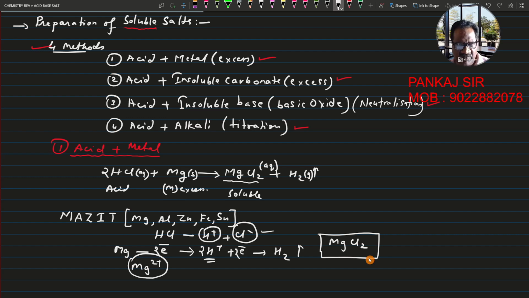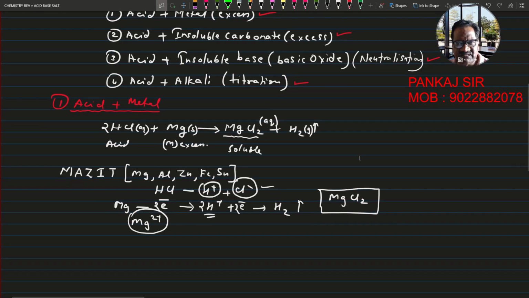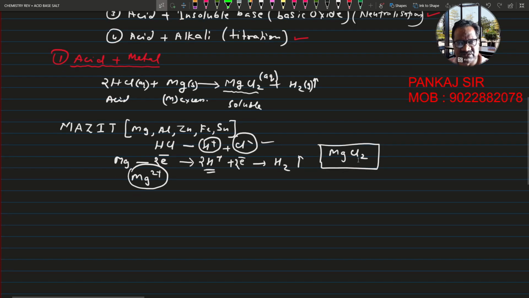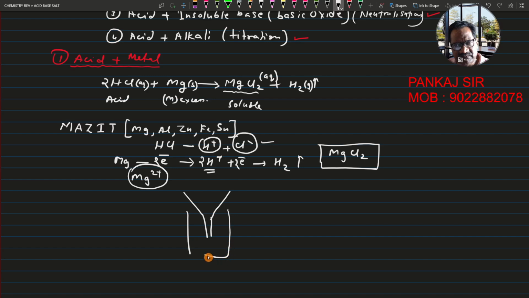Now what will happen when the reaction takes place? Effervescence is seen, hydrogen gas is evolved, and after some time you'll have to filter this solution, because there will still be magnesium left, since remember we had taken magnesium in excess. So magnesium is going to remain in the solution, and because magnesium is solid, we can filter it off. Using a filtration apparatus, you can collect the filtrate in a beaker.